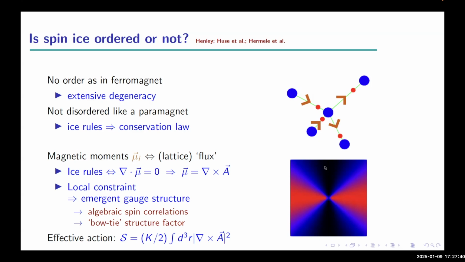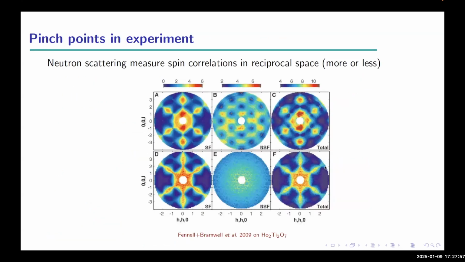neutron scattering structure factor, you expect to find pinch points. A pinch point, as opposed to a Bragg peak, which you get in a ferromagnet, or a completely smooth structure that you get in a paramagnet, is basically something which is a 1/r³ correlation in 3 dimensions. And experimentally, this was found. So theory versus experiment, you see these pinch points appear very nicely. These pinch points are basically telling you that you've got an emergent gauge field in the system.